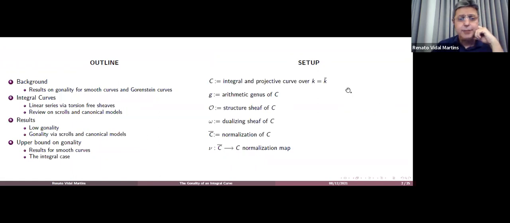So here is our setup. C is an integral and projective curve. g is the arithmetic genus of C. O is the structure sheaf. Omega is the dualizing sheaf. C bar is the normalization, and nu the normalization map.